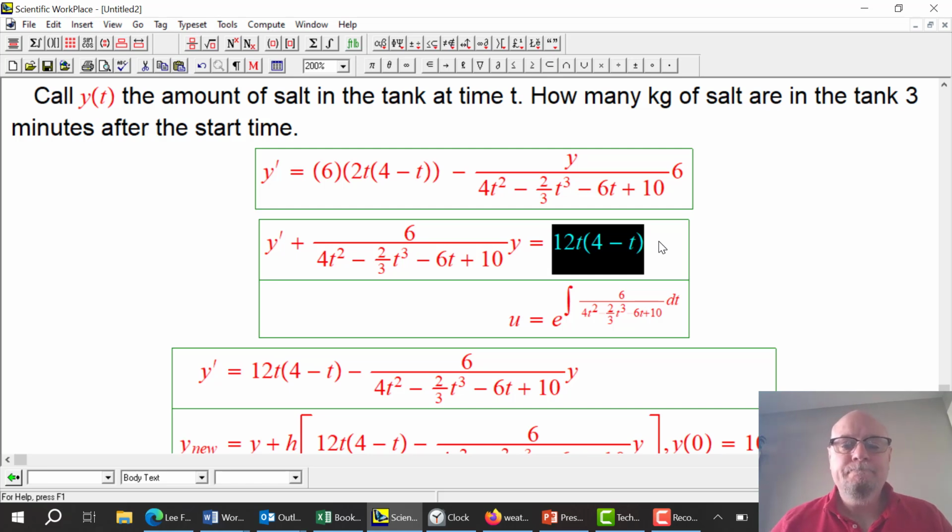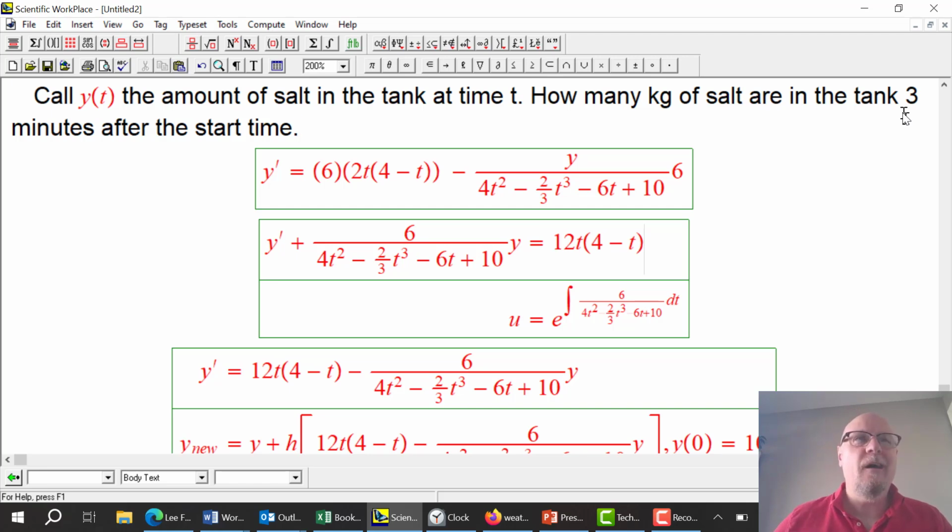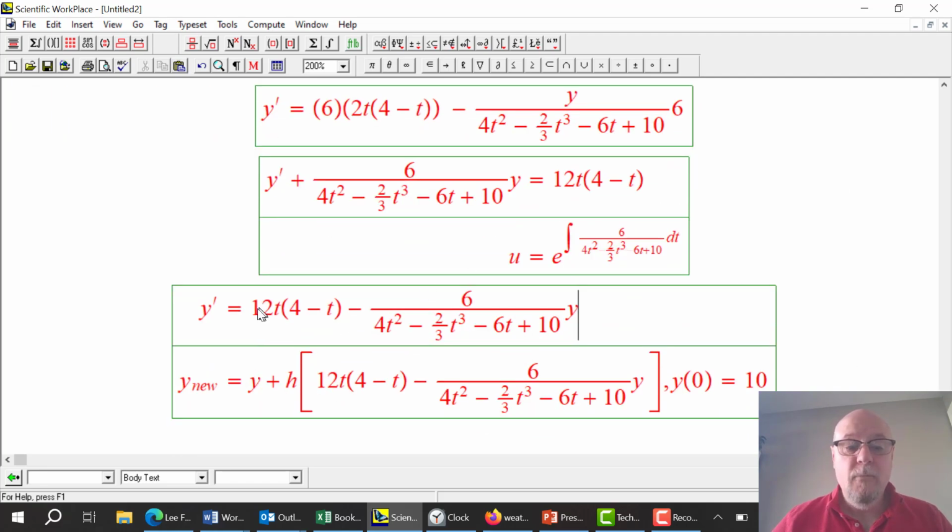So I'm going to change gears here. This is not what I would do on a quiz or a test or something, but this is what I would do in real life. Remember, the thing I want is just how many kilograms of salt are in the tank 3 minutes after the start time. So I just want a number. So I'm going to put this back, move that back over.